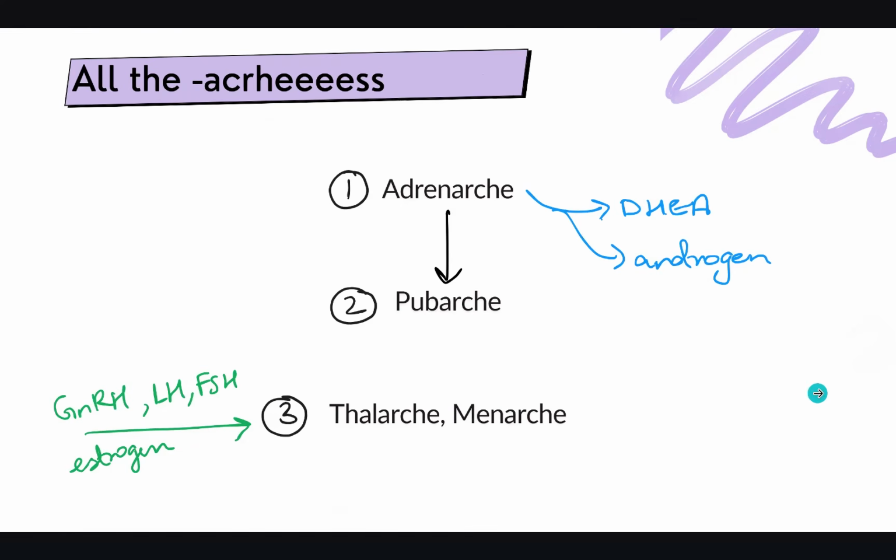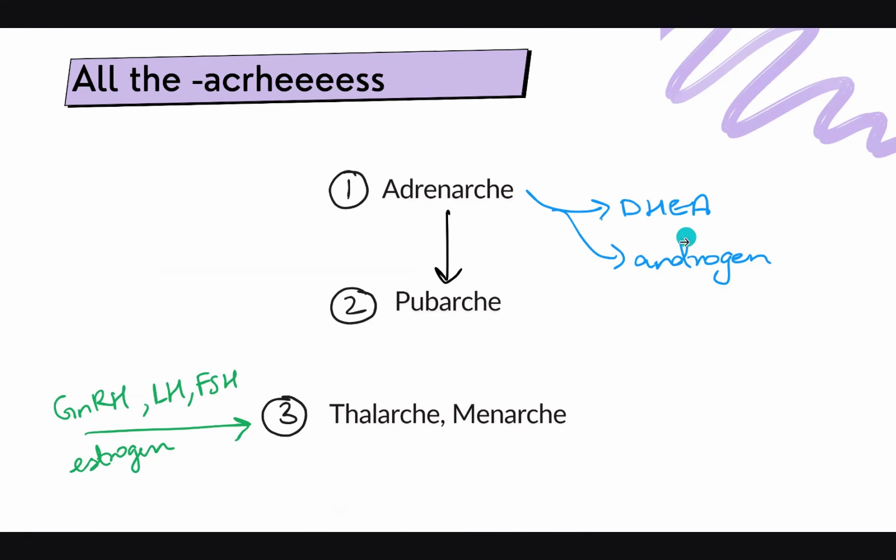The first milestone that is reached in the sexual cycle of a female is something called adrenarche. Adrenarche is when the adrenal glands start increasing their release of dehydroepiandrosterone and androgens. So these levels increase. Now, what is the role of androgens and dehydroepiandrosterone? They're responsible for the pubic hair. They're responsible for increasing the secretion from both the sebaceous glands and sweat glands. They're responsible for axillary hair, etc.